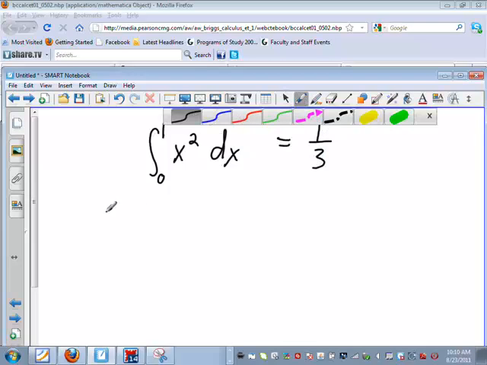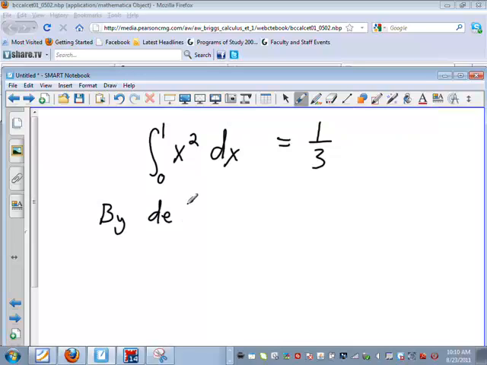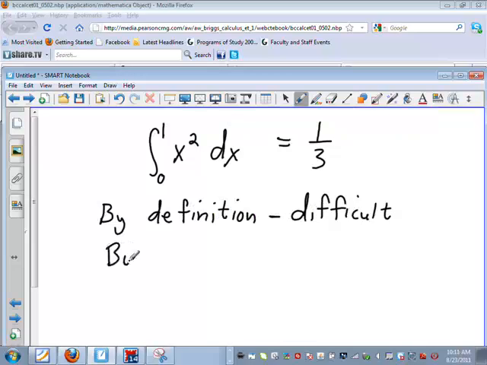Okay, so this, by definition, is difficult. So we would like to do it by theorem. All right, and this is what mathematicians do. Mathematicians want to come up with an easier way to do things. We call those things theorems. Okay.